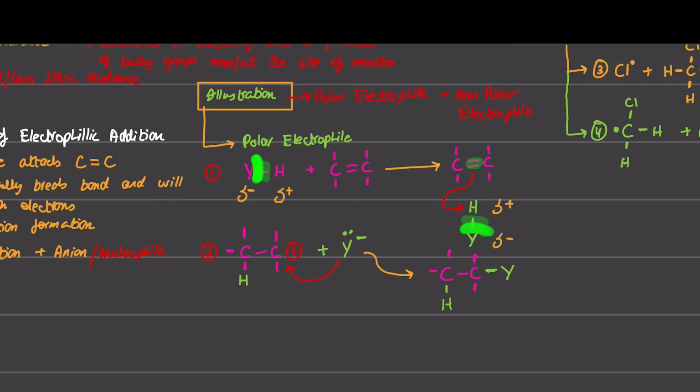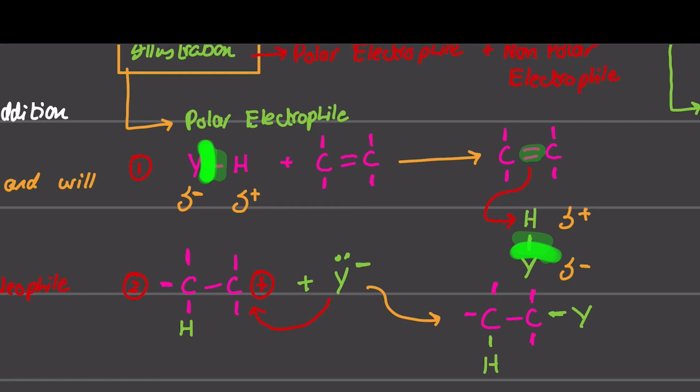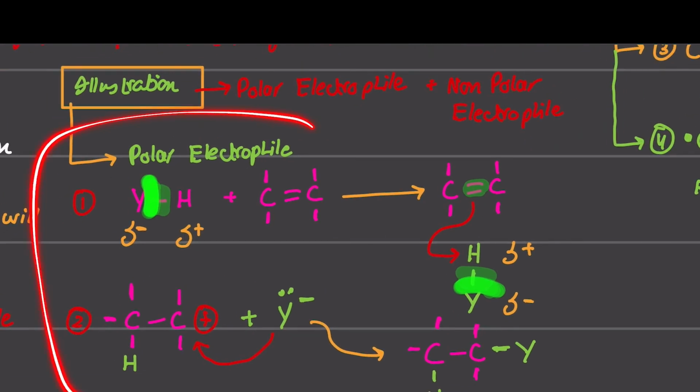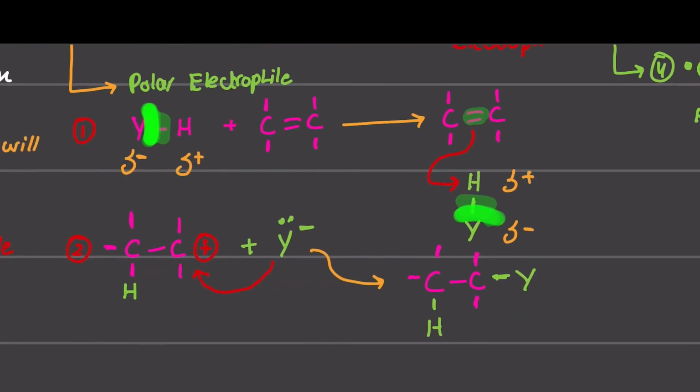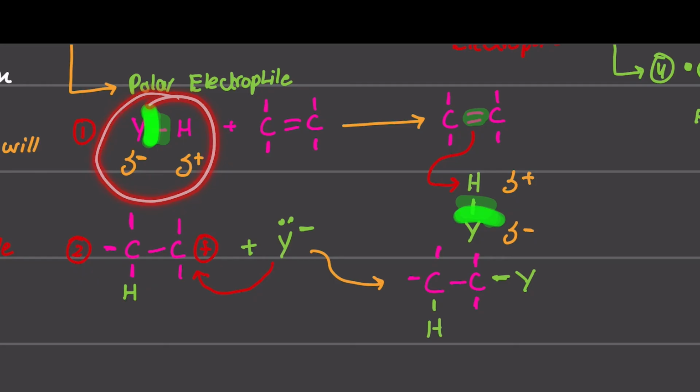Okay, just to give you guys a quick recap, what did we draw? We drew out the polar electrophilic addition mechanism. Okay, what happens is that we have a polar electrophile. It has an electronegative end and an electropositive end. This molecule drew all of the electrons to itself, causing this end to be negative, this end to be positive, partially negative, partially positive. All right, okay.